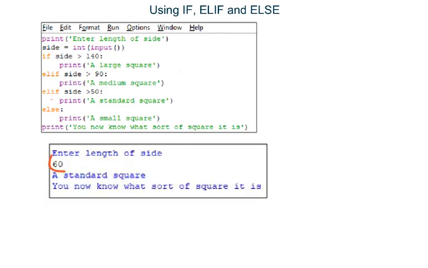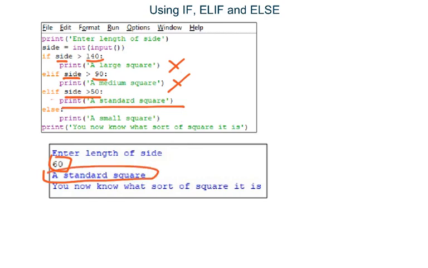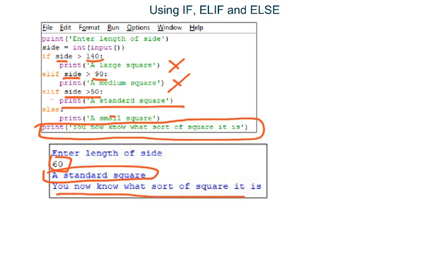For example, if we enter 60, the program checks whether what is inside is bigger than 140. It's not, so it doesn't do this line. It then checks if what is inside is bigger than 90. It's not, so it doesn't do this line. It then checks if what is inside is bigger than 50. 60 is bigger than 50, so it outputs a standard square. It then doesn't do the else because it's done the ELIF above it. And finally, it outputs the line of code that is not indented. You now know what sort of square it is.